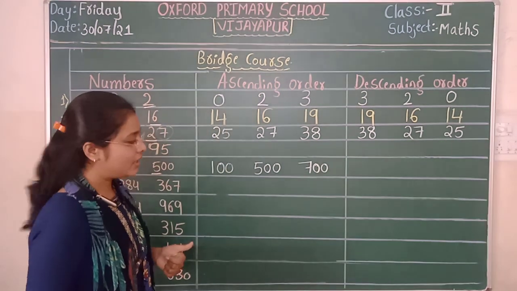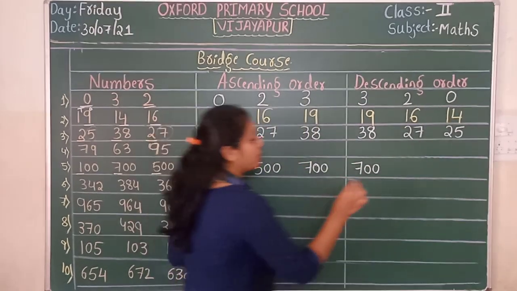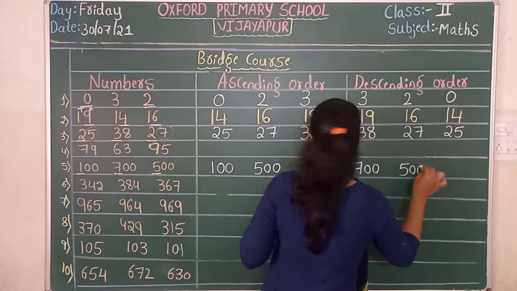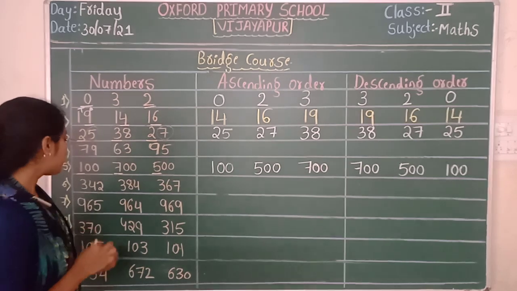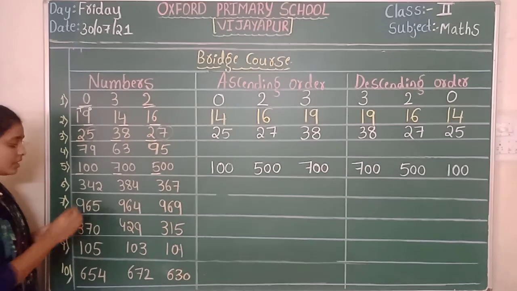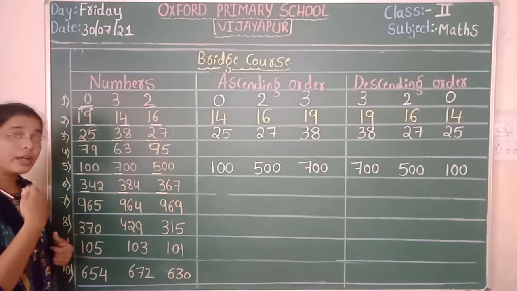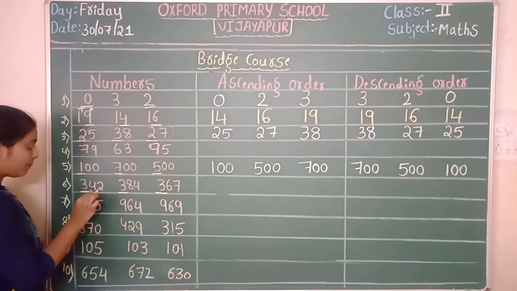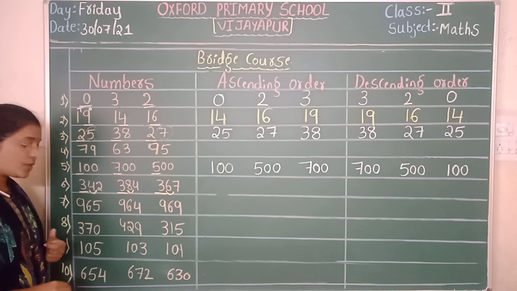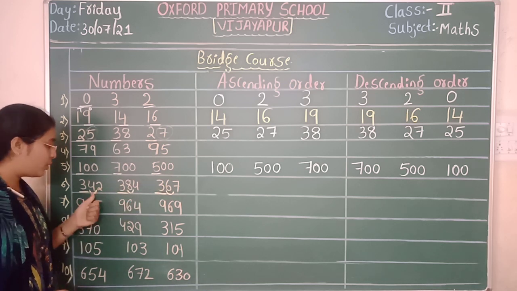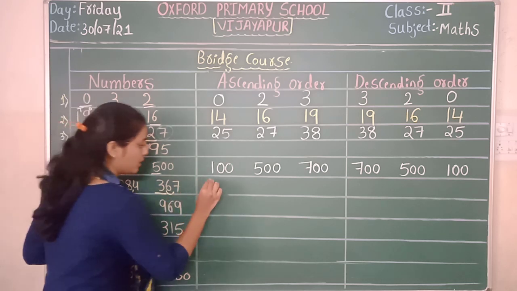Opposite to ascending is descending. So at first we will write 700. It is the biggest one. 500. And the smallest one is 100. Okay, children? Now I will teach you, if we are having the same number in the place of hundreds, what we have to do? We have to compare the next, means we have to compare the tens place. We are having different numbers in the tens place. So which is the smallest one? 4, 8, 6. Which is the smaller one? 4 is the smaller.